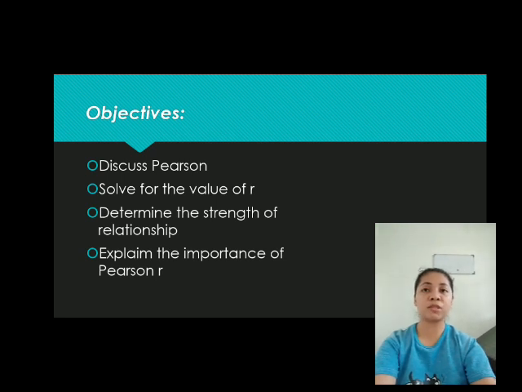Before I proceed to the introduction of Pearson R correlation, I would like to show the objectives of my presentation. First is to discuss Pearson R. Second is to solve the problem, the value of R. Then determine the strength of relationship of R. And the last is to explain the importance of Pearson R.